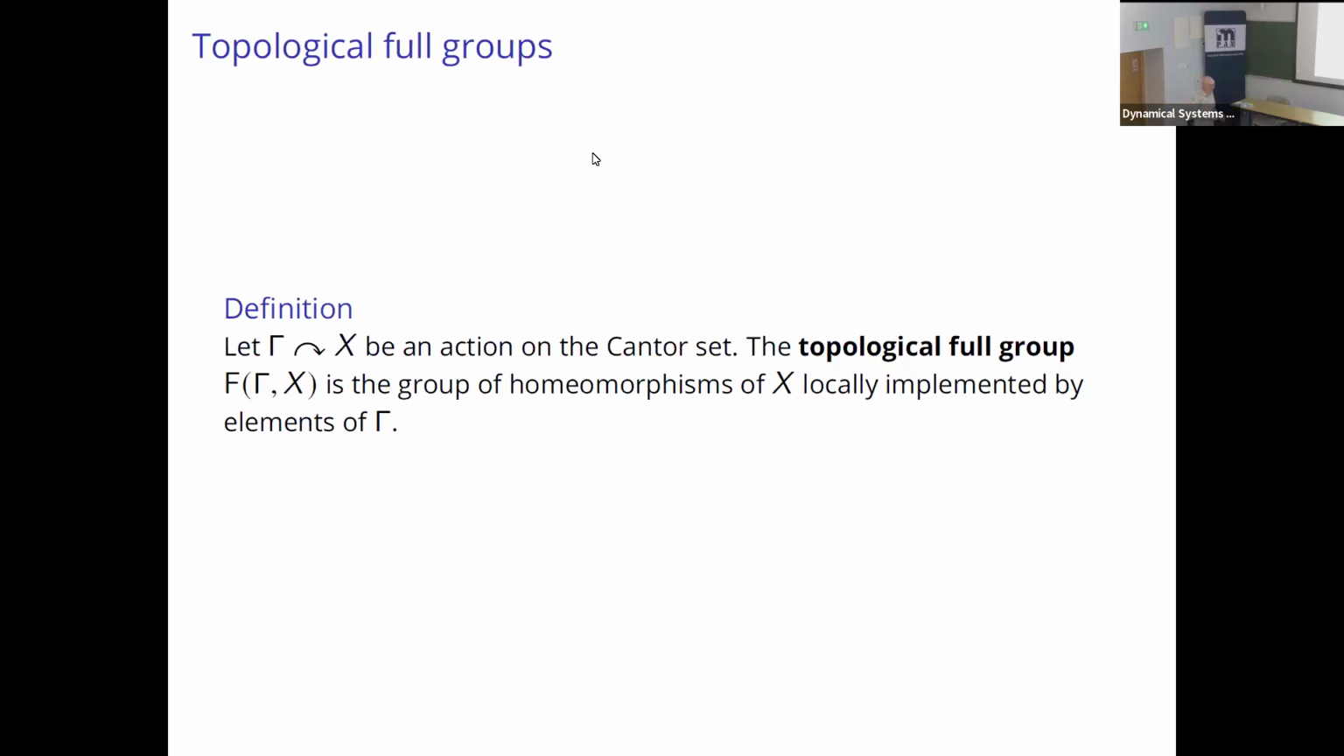So Slava claimed it was impossible to change the awkward double bracket notation for this, but I've done it. Okay, so that's my notation there for the full group.